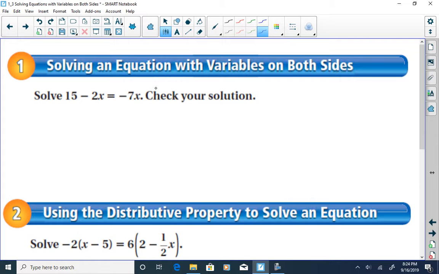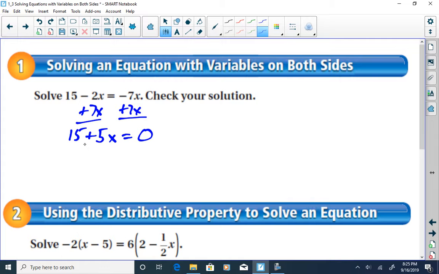Negative 7 is less than negative 2. So my first step here to remove the variable with the smaller coefficient is going to be to add 7x to both sides of this equation. Now on the left side of the equation we have 15, and when we add 7x to 2x, that's going to give us 5x. So we have 15 plus 5x is going to be equal to negative 7x, and positive 7x is 0.